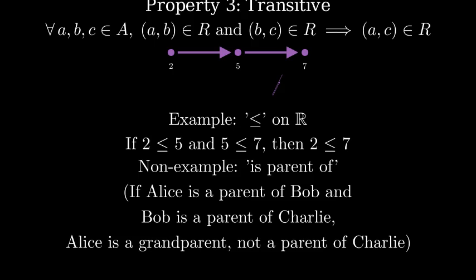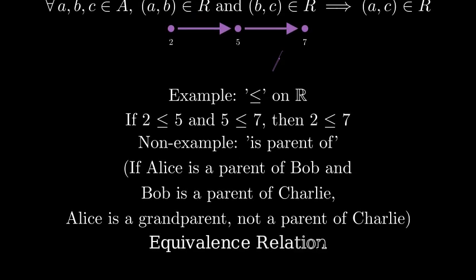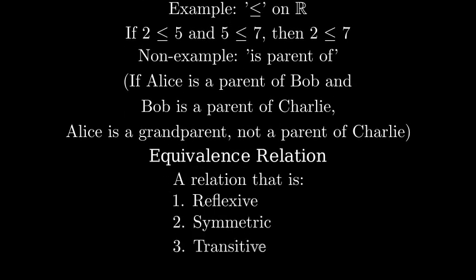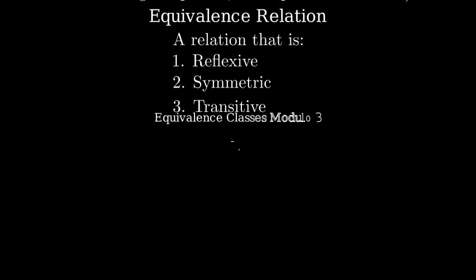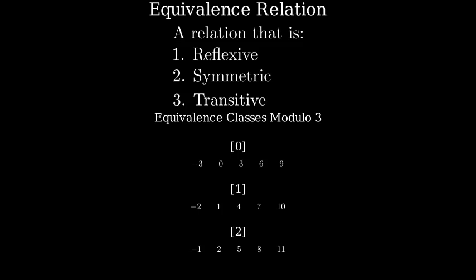A relation that possesses all three properties, reflexive, symmetric, and transitive, is called an equivalence relation. Equivalence relations are important in mathematics because they help us group elements based on some shared characteristic. A classic example of an equivalence relation is congruence modulo n on the set of integers.